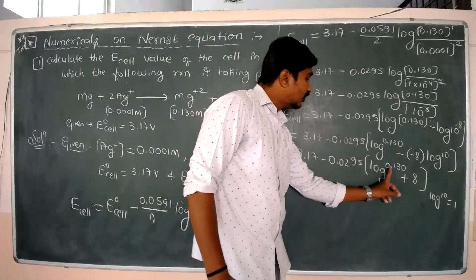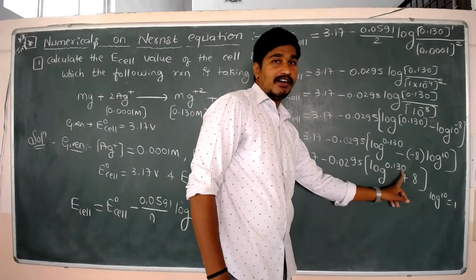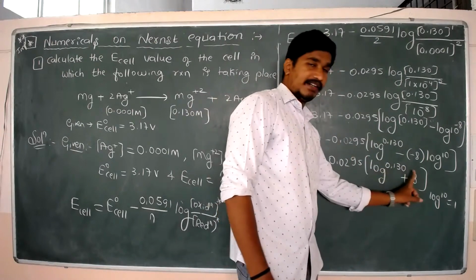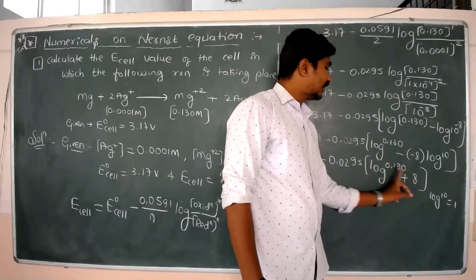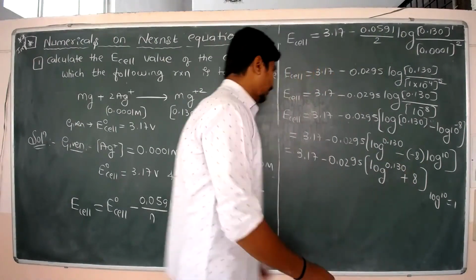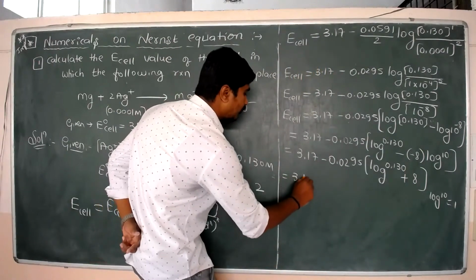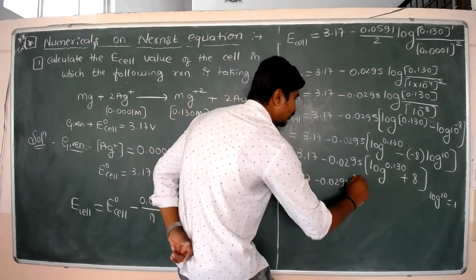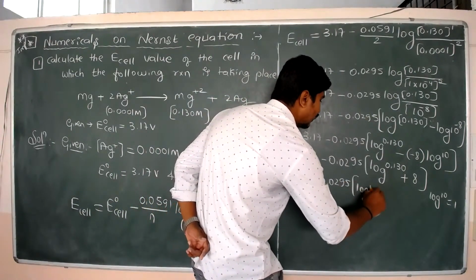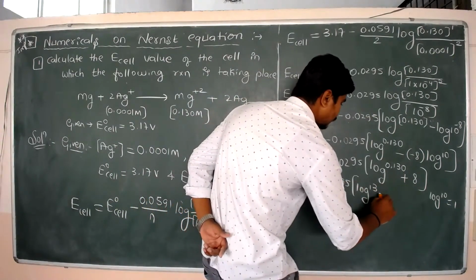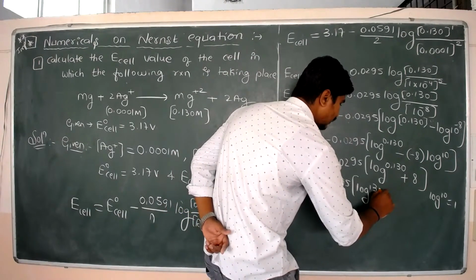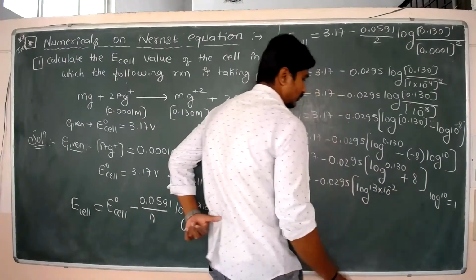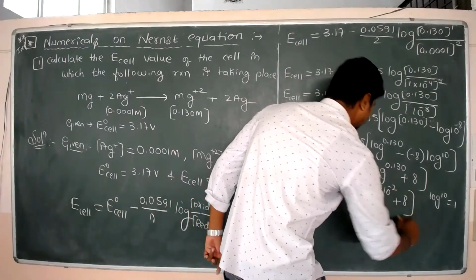Now here 0.130 is there. You cannot calculate this value directly, right? Therefore you have to shift the decimal towards the right side and make it 13 point. Therefore it will be 3.17 minus 0.0295 log of 13 times 10 to the power minus 2, plus 8 as it is.